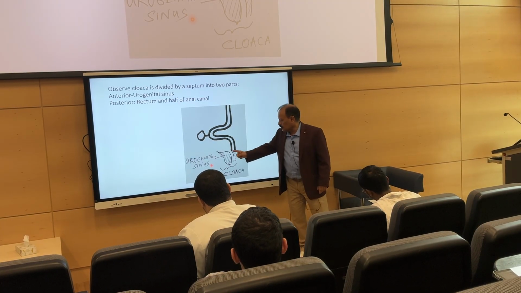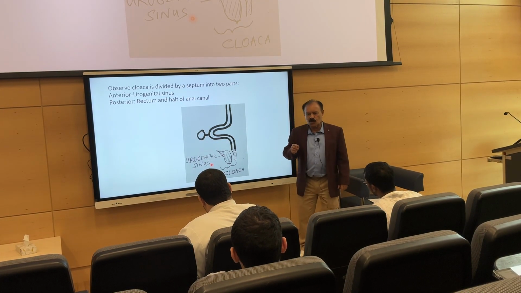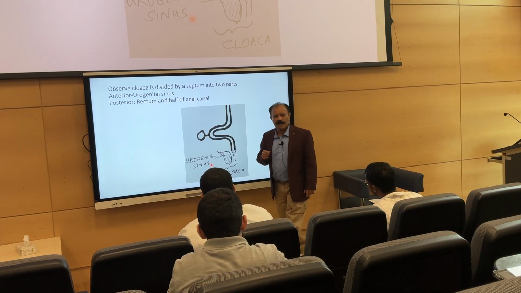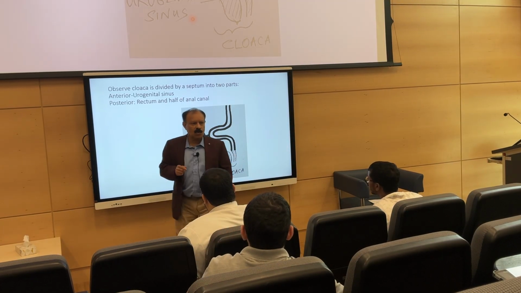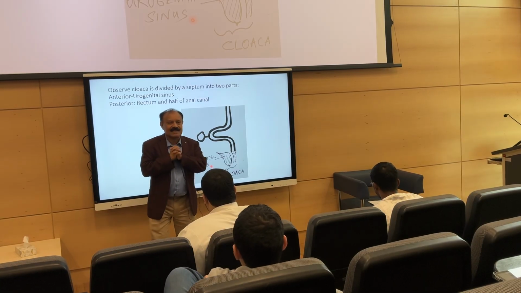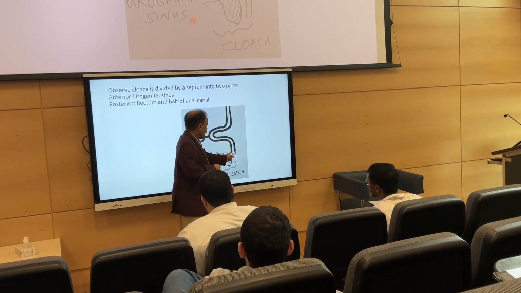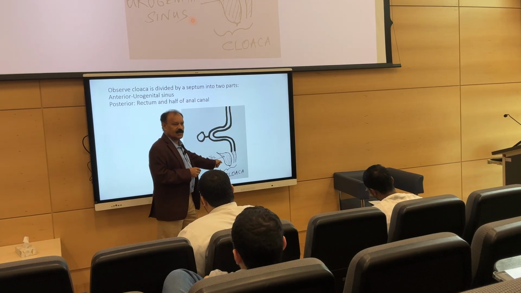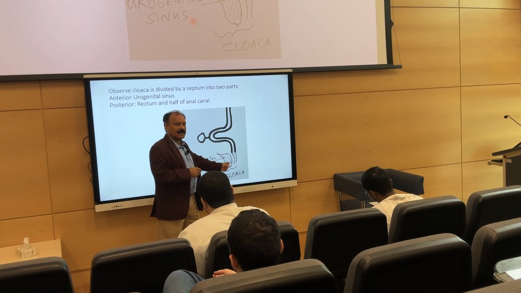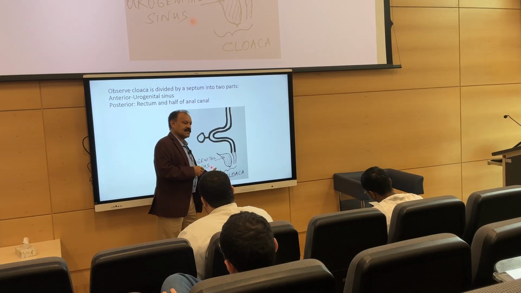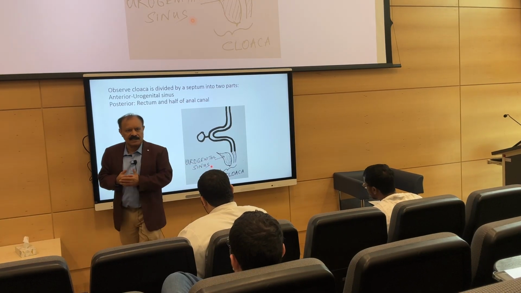And what is the division over here? Name? Urorectal septum, I'm sorry. Okay, this is the rectum. Uro means the urinary system, and the anterior part will be called urogenital sinus because it produces the genital system for the body.